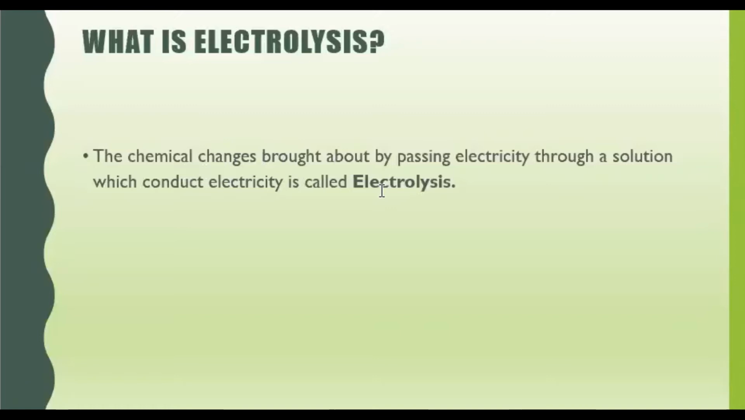When I was teaching the electrochemical cells lesson, I told you that in electrochemical cells, we do not supply external electricity. The difference between electrochemical cells and electrolysis is that here we are supplying external electricity, we are giving it an external source of electricity. So when we are supplying electricity to a solution that conducts electricity, some chemical changes will take place. We will call these chemical changes electrolysis. So I think you understood what is electrolysis.